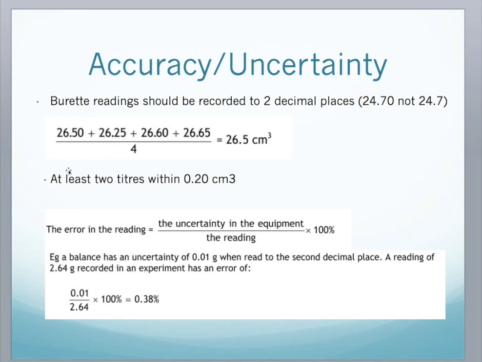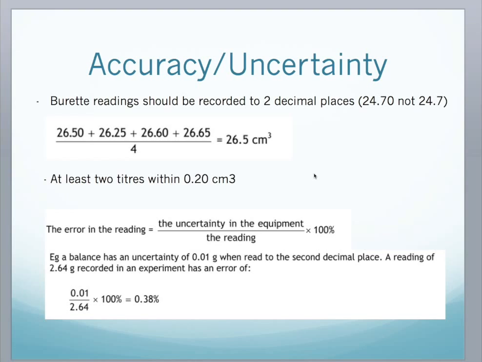So then to calculate, let's say we have 4 measurements here, and we want to take the mean of those. You just add them all together and divide them by 4. And again here there's a mistake, so you have to write it as 26.50. Choose your titers that are within 0.20 centimeters cubed of each other, and you disregard any larger ones, because that's where a lot of the marks come from, just being able to identify the titers that you'll be using for your averaging.